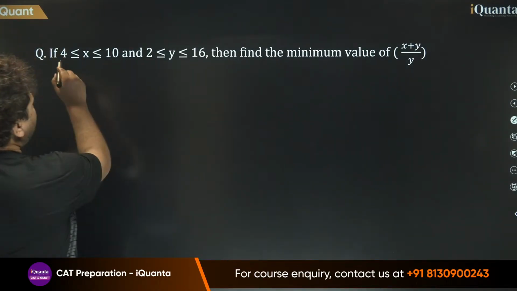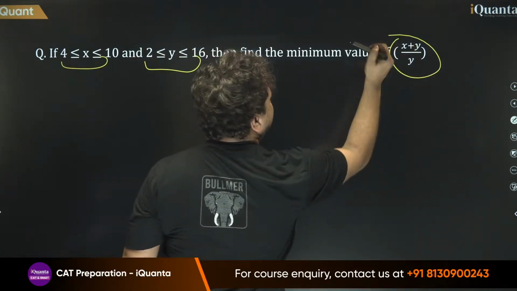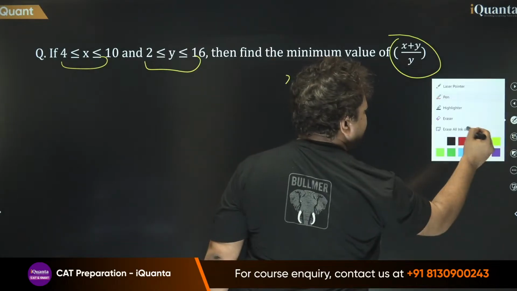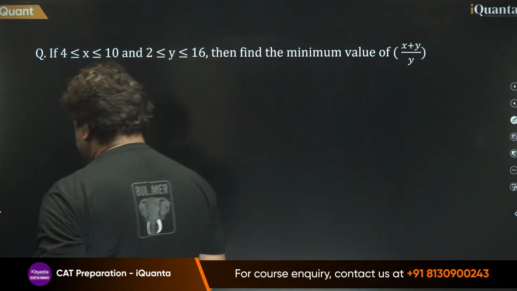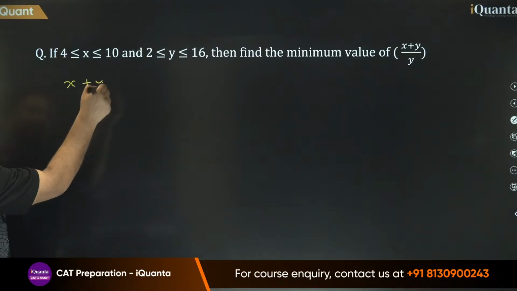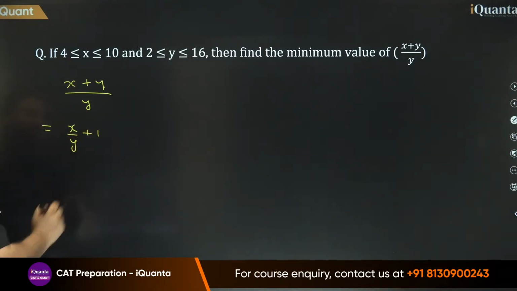x lies between 4 to 10 including both, y between 2 to 16 including both. Find the minimum value of (x plus y) by y. ठीक है, तो एक काम करते हैं, सबसे पहले हम (x plus y) by y को सिंप्लीफाई कर देंगे. (x plus y) upon y is nothing but x by y plus 1. Now you know what? You cannot change 1. 1 is 1. 1 is constant.